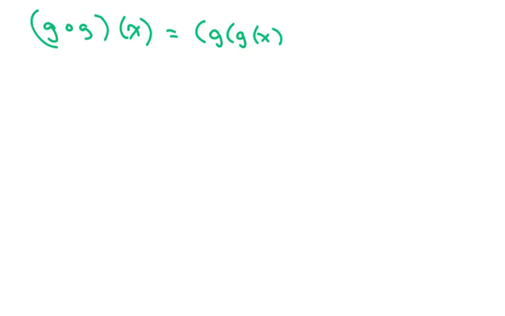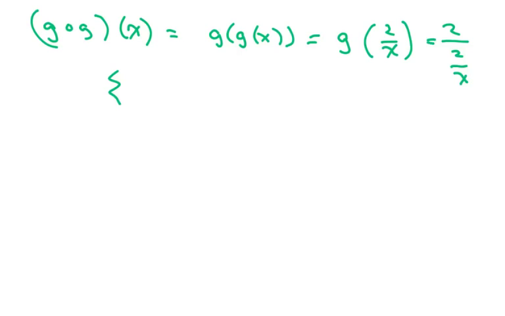And the last one we have is g of g, which is g of x. So basically we're going to have g of 2 over x, which is basically 2 over 2 over x. So on this one, with this composition, we just have x can't be 0.